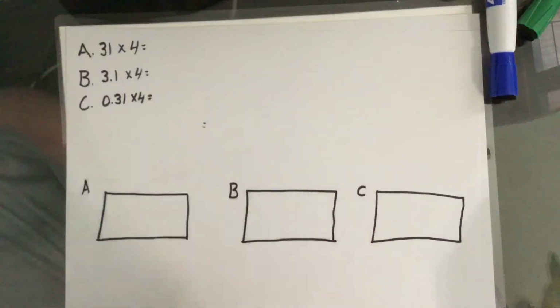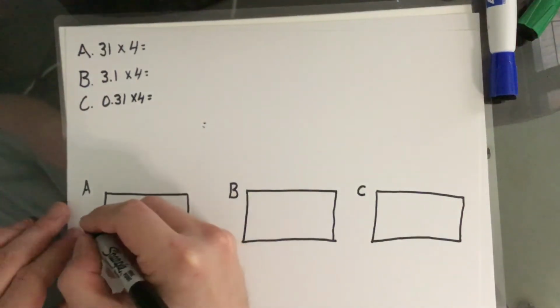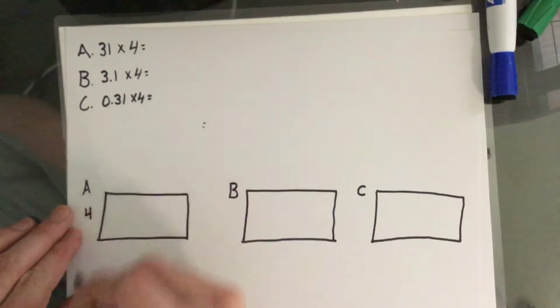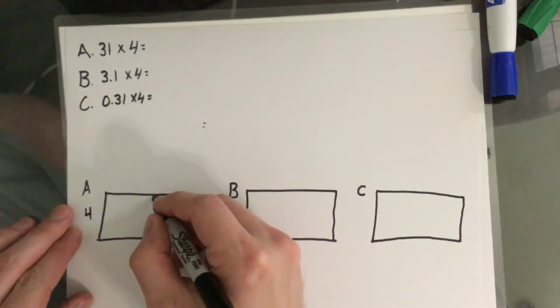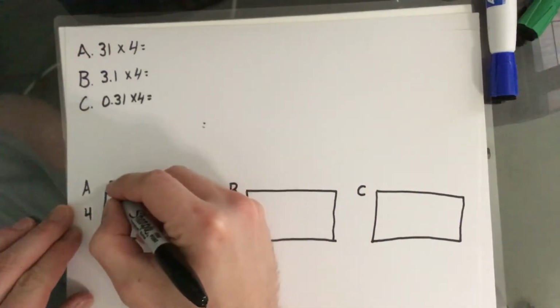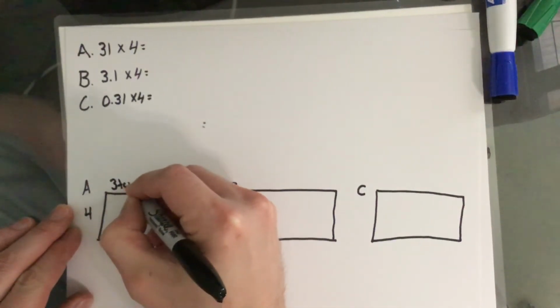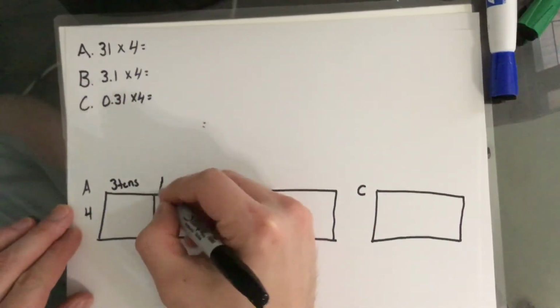So I've got three different area models set up here, and we're going to use each problem for each area model. So let's start with A. We have 31 times 4. So I'm going to leave this side and let it represent 4. Then I'm going to have 3 tens and 1 one.